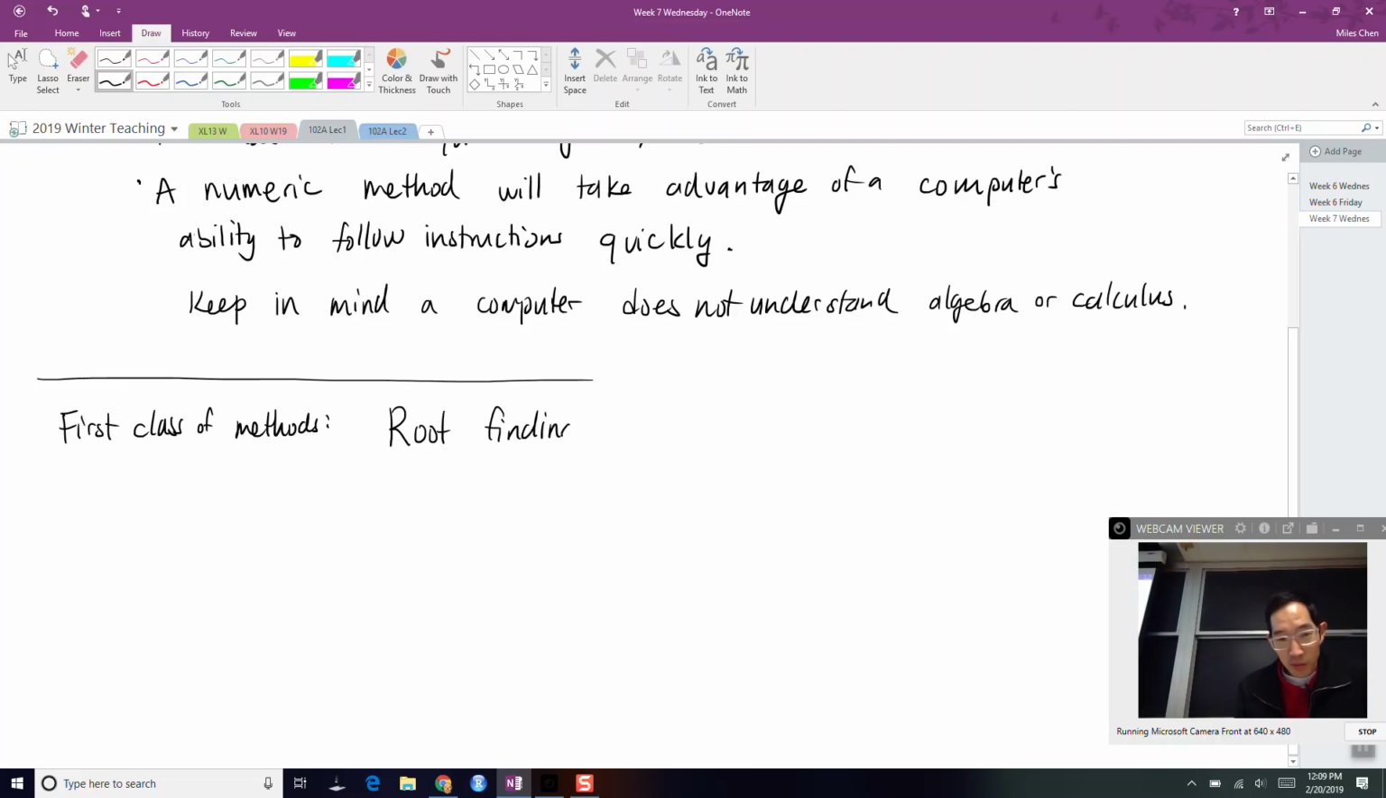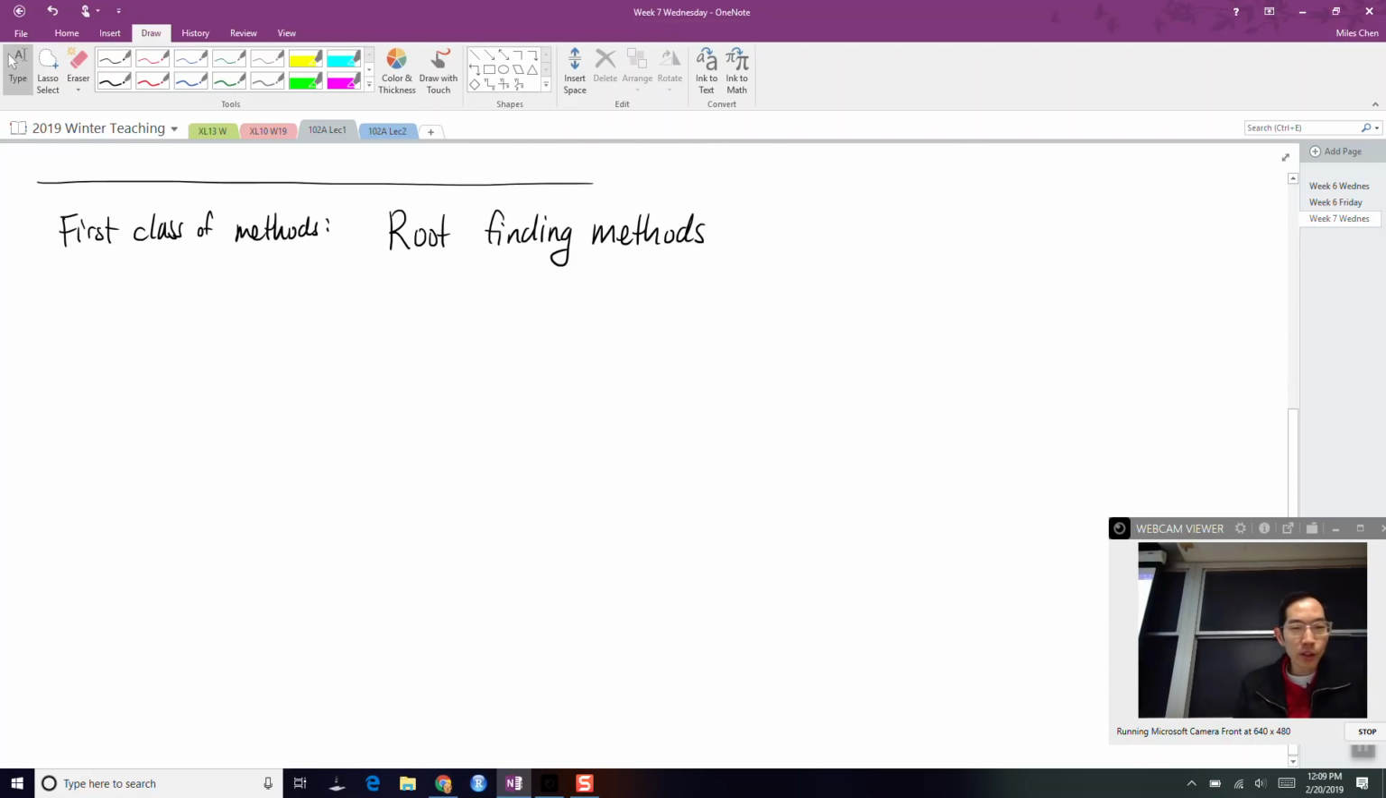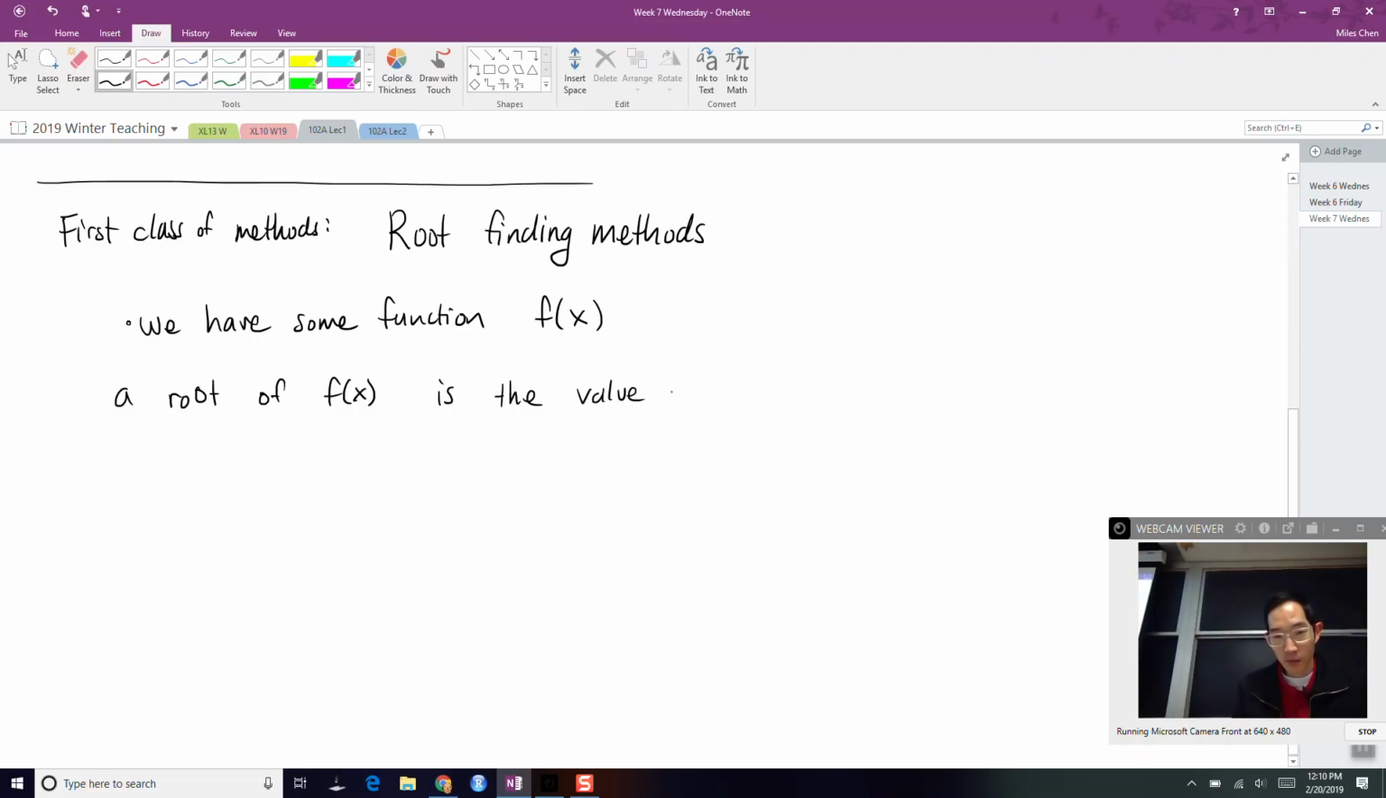So the first class of methods will be root finding methods. The idea here is we have some function f of x, and a root of f of x is the value of x where f of x equals 0, okay? So basically, where does this function cross the x-axis, at what locations?